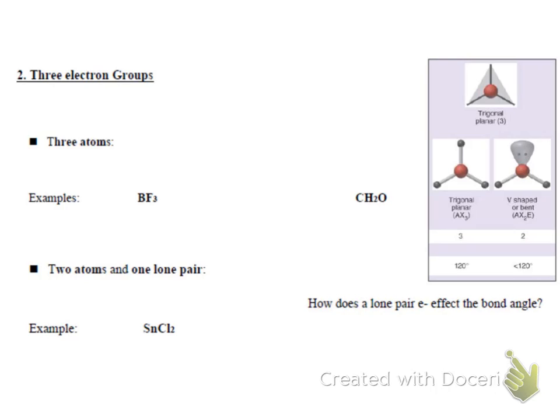So moving up, we have 3 electron groups, and 3 electron groups that are going to be as far apart as possible are going to look like this, like a triangle shape. And we can either have 3 bonds or 2 bonds and a lone pair. If it has 3 bonds, 3 atoms, then the bond angles are going to be 120 degrees because that geometrically is the farthest, the highest bond angles that we can get.